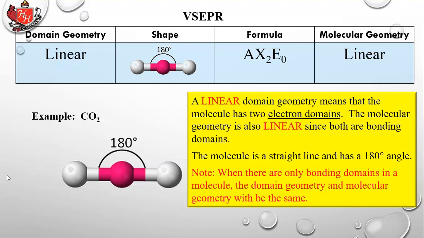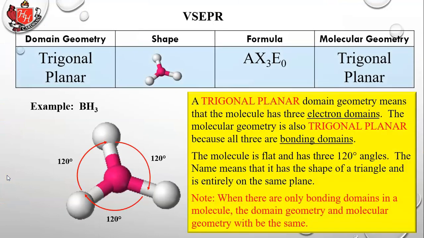Note, when there are only bonding domains, in other words, E is 0, there's no lone pairs, only bonding domains in the molecule, the domain geometry and molecular geometry will be the same. So linear in this case. So this is called a trigonal planar domain geometry, and that means that the molecule has 3 electron domains. All 3 are bonding domains, as you can see, X3. The molecular geometry is also trigonal planar because all 3 are bonding domains. The molecule is flat and has three 120-degree angles.